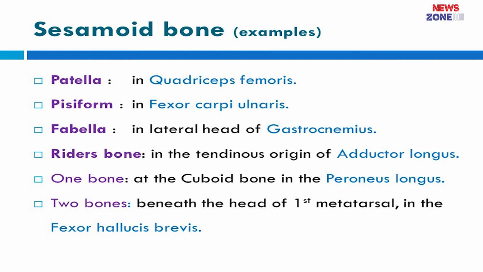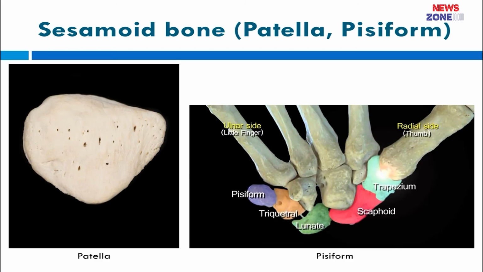One bone that is cuboidal in shape is present in the peroneus longus. And another type of bone, they are actually two in number, are present at the first metatarsal under the flexor hallucis brevis. So these are the examples of the sesamoid bone. Now in this picture we can see the typical sesamoid bone, which is the patella, present at the knee, and also the pisiform bone, which is present at our hand as the carpal bone.